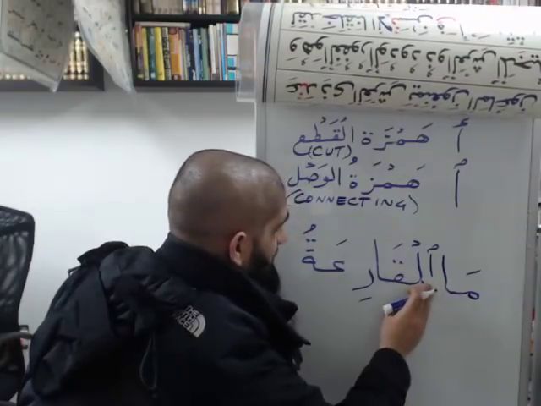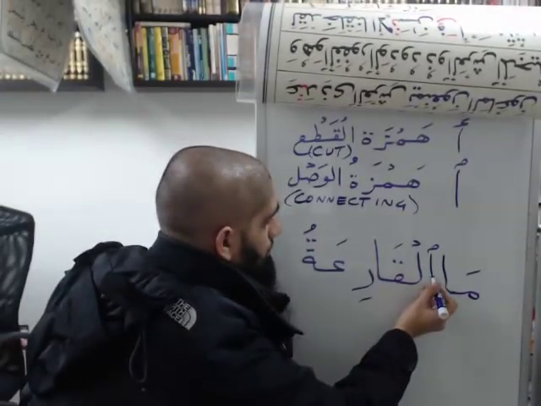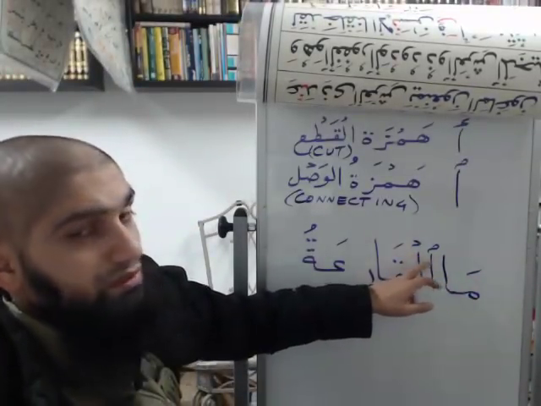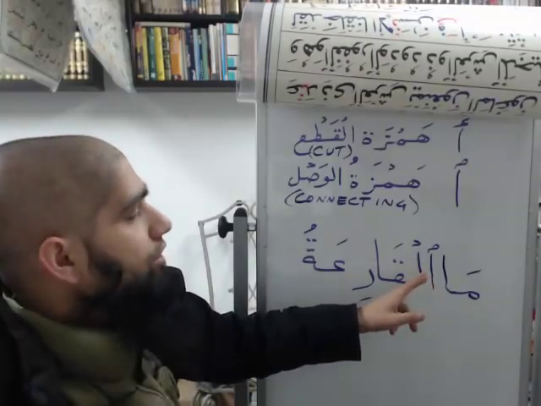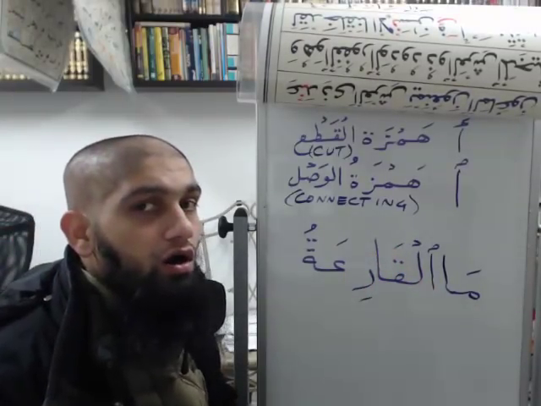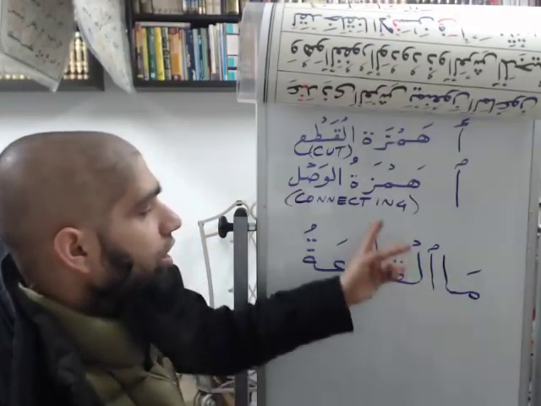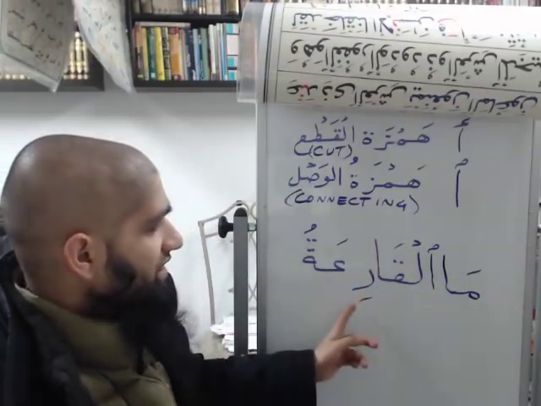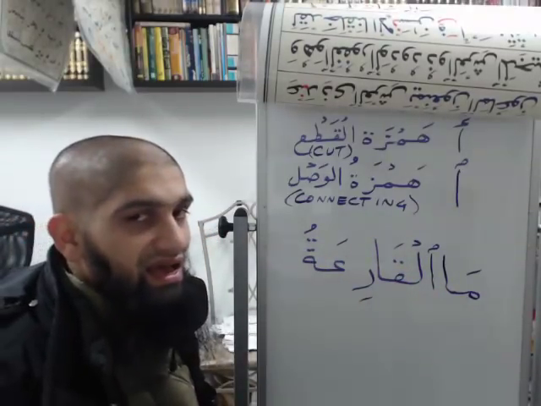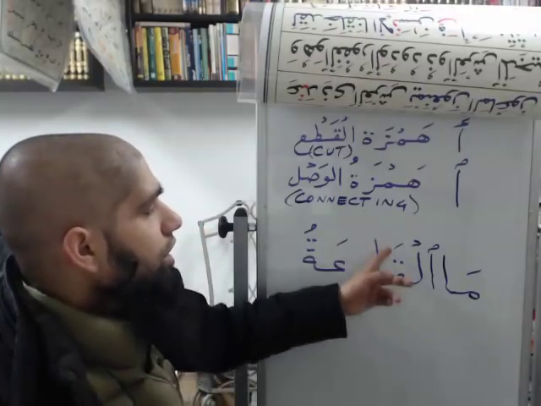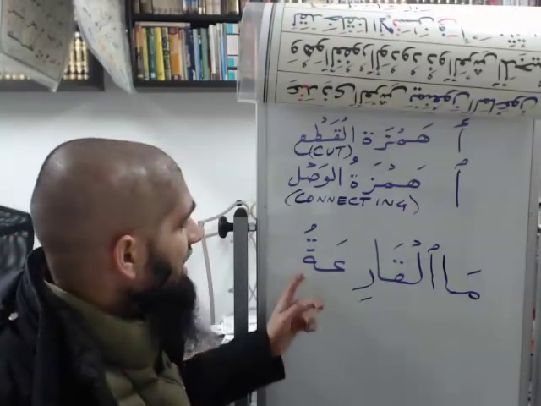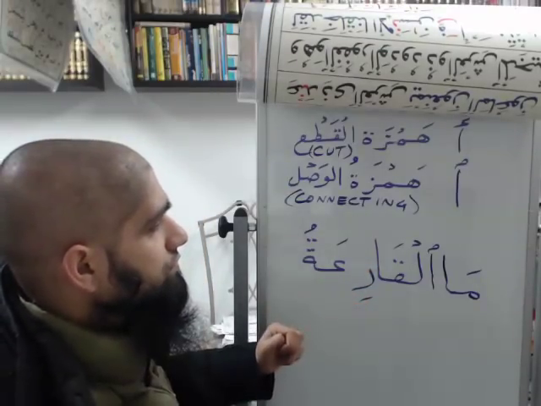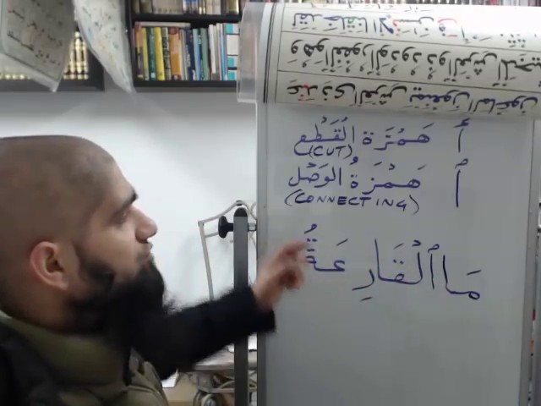Now let's look at the original word again. So you go, Mim Fatha, Lam Sukoon, Mal. Qa Fatha, Alif Sukoon, Qa. Mal Qa. Ra Kasra, Ri. Mal Qari. Ain Fatha, A. Mal Qari A. Mal Qari'a.